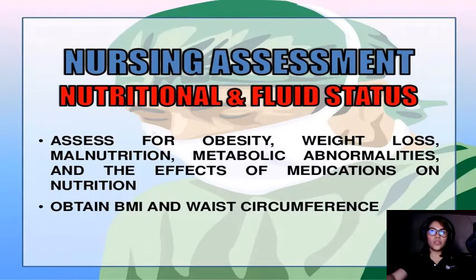When it says nutritional and fluid status, you need to assess for obesity, weight loss, malnutrition, metabolic abnormalities, and the effects of medications on the nutrition of the patient. And then you need to obtain the BMI and waist circumference as well. And also you need to take note of the weight of the patient. The weight should be written in all indications in the patient's chart.